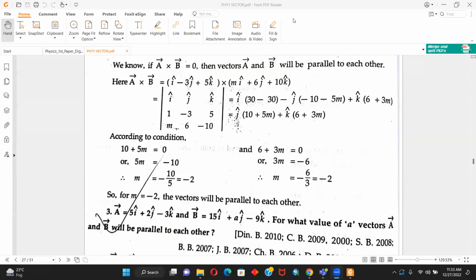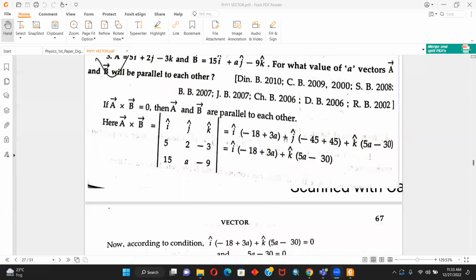So see, there is another problem there if you are getting plus minus 6. If we try to do it the easy way, 5 upon 15 will equal 2 upon a equals minus 3 upon minus 9. So whichever way you do it, you will see that the value for a will be plus 6, not minus 6. Anyway, let's see.